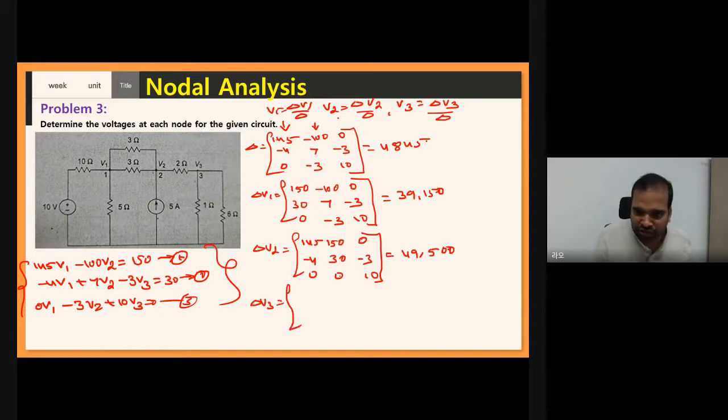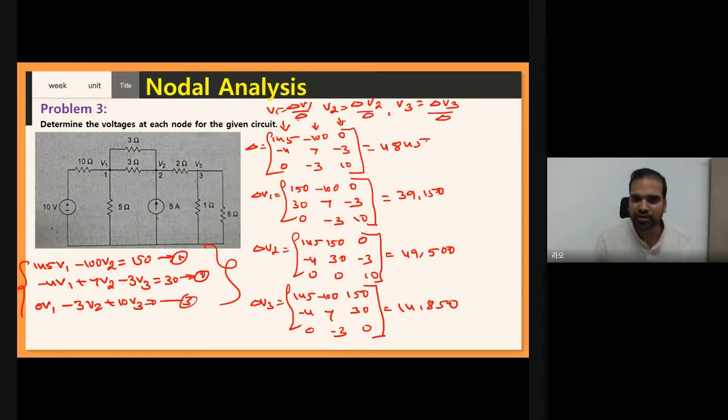Now delta V3 you can write. Instead of the V3 terms, you will write the constant values: 150, 30, and 0. Now the V1 and V2 terms are the same as in delta: 145, minus 100, minus 4 and 7, 0, minus 3. Once you find the determinant of delta V3, you will get 14,850.